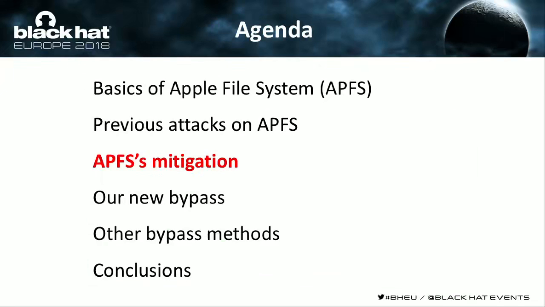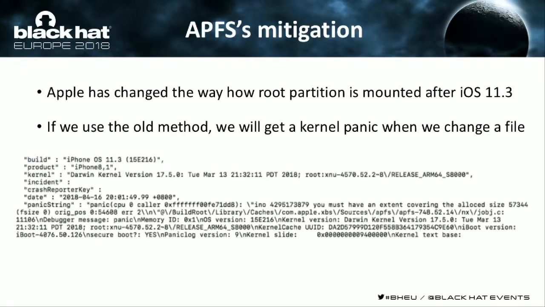However, when there is a bypass, we know that there will always be a mitigation. After iOS 11.3, if we use the previous attack method, we will get a kernel panic when we change a file. This indicates a new mitigation in iOS APFS.